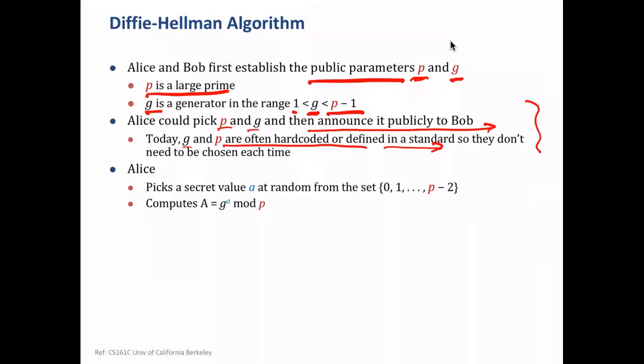Then Alice picks A between 0 and P minus 2. That's her secret key, or private key. And then she computes G raised power A mod P. So that is her public key.